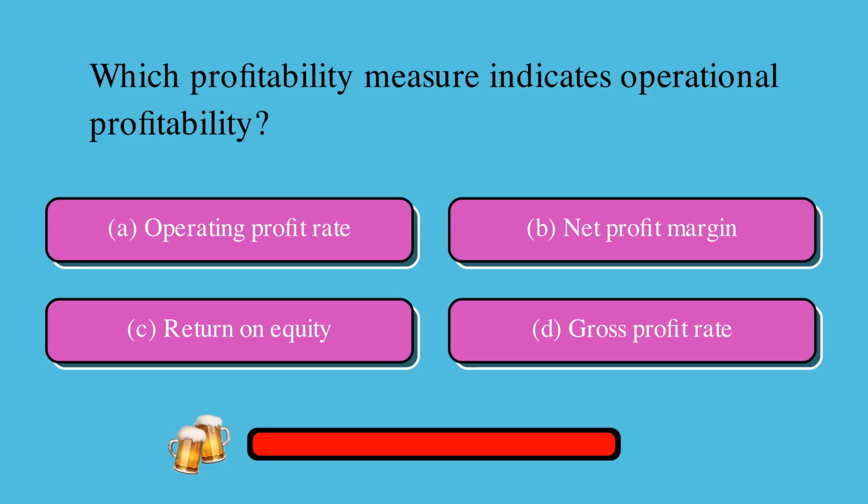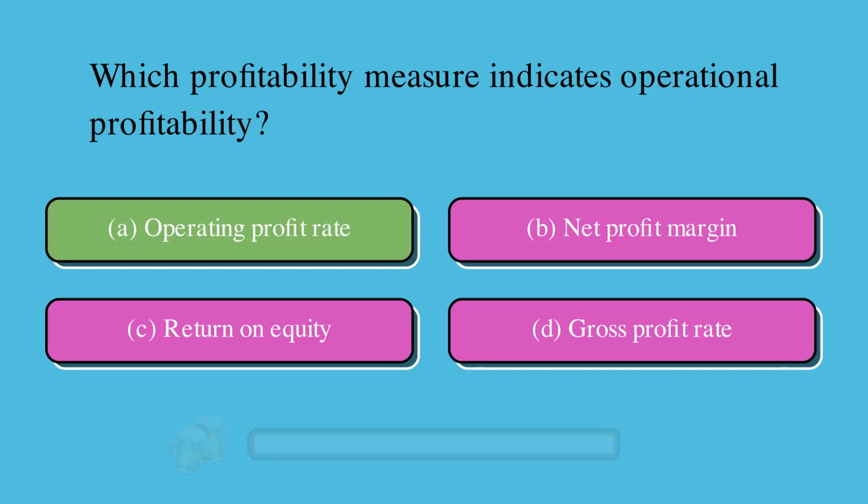Which profitability measure indicates operational profitability? Is it A, operating profit rate, B, net profit margin, C, return on equity, or D, gross profit rate? The correct answer is A, operating profit rate.